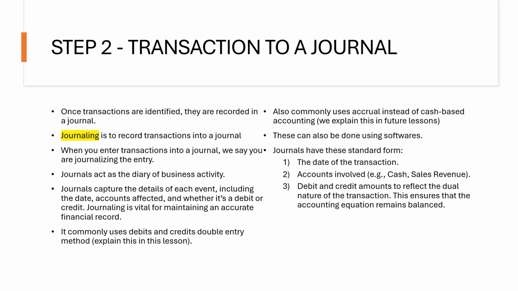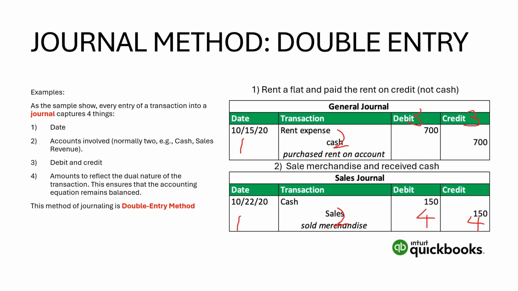Some of the journaling activities are actually done by software. Journals have this standard form: the date, the accounts involved, and debit and credit accounts that reflect the dual nature of the transaction. Here we have 2 examples showing 2 journals. The double entry system ensures accuracy by recording each transaction in 2 accounts, one debit and one credit. The method maintains the balance in the accounting equation. Double entry bookkeeping requires each transaction to affect at least 2 accounts, ensuring the equation remains balanced.